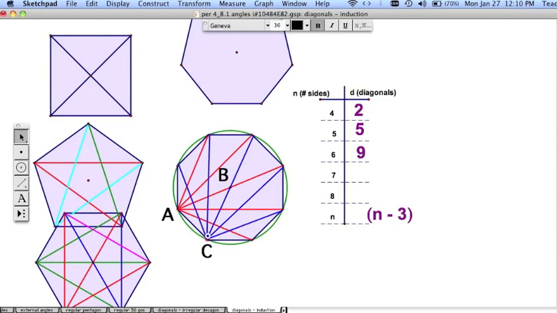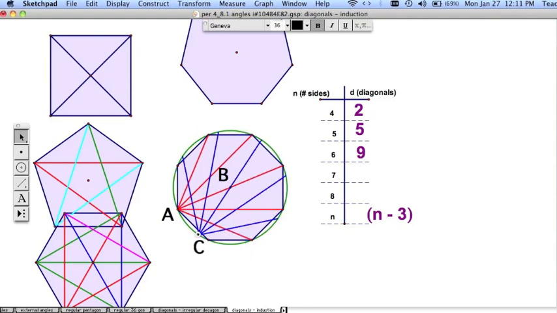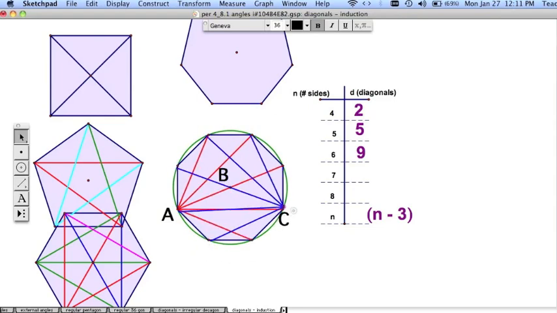So here's the whole point. And we're going to finish this up quickly before the bell rings. I can draw n minus 3 here. I can draw n minus 3 here. N minus 3 here, here, here, here, here, and here. Except when I do that, I'm going to start repeating. Do you see that? I'm going to start counting them twice.